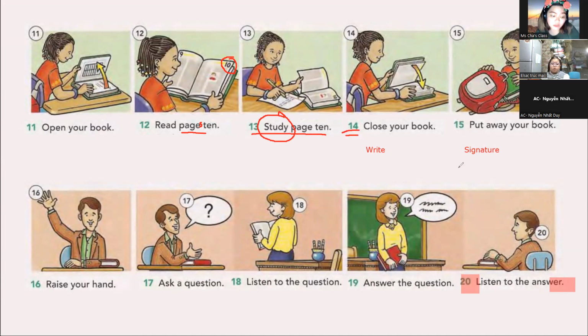Close your book. Of course, you need to close your book. And when the teacher says, put away your book, Elsa, we are going to have an activity. Please put away your book. It means you need to put your book inside your bag. All right. So, Elsa, we are going to have a quiz. Put away your book, meaning put it inside your backpack.